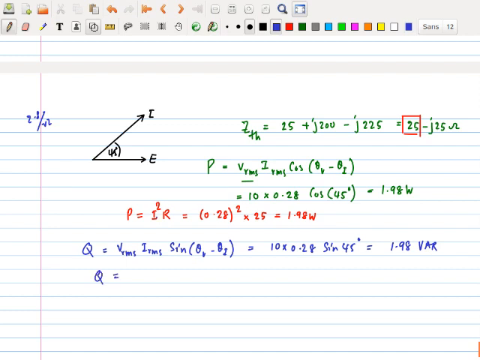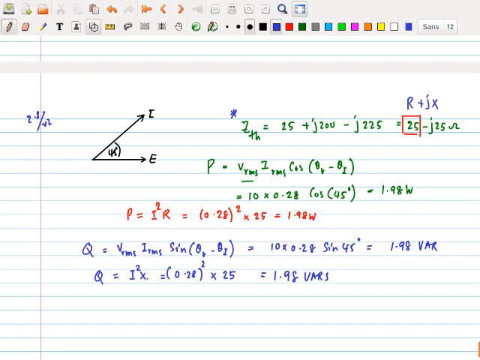Just tell me, now this was I squared R. In the same way, if I call this R plus jX, where this is the resistive part and that is the equivalent reactive part, something tells you that Q should be equal to I squared X, because X is like R for the reactance. So how much is this? 0.28 squared into 25, which is the X here, which again is 1.98. So you could have used either equation. But here you have to find the equivalent impedance of the whole thing. Then that will have a resistive part and a reactive part.